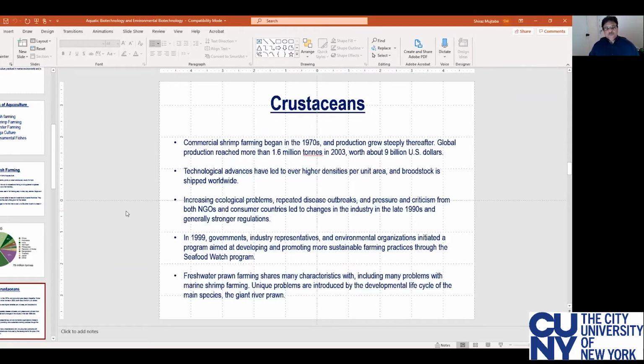Crustaceans. Crustaceans are shrimp, prawns, and they are also almost 1.6 million tons, and it brings to the US around 9 billion. But again, I must admit that these are a little bit old data. I am sorry, I should update, but it will always grow.